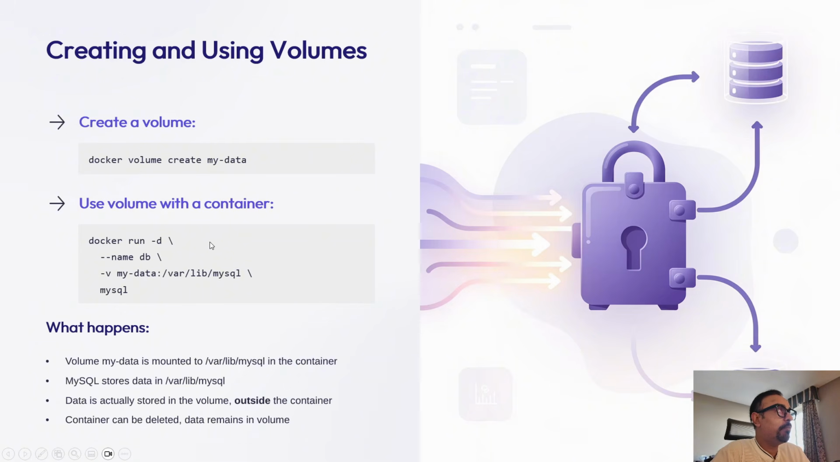So let's understand this by an example. Over here you can see I have used a docker run command, by using which you can run a container. Inside this command, you can see -v my data colon /var/lib/mysql. This mounts my data, that is the Docker volume that we have just created, to the path inside the container.